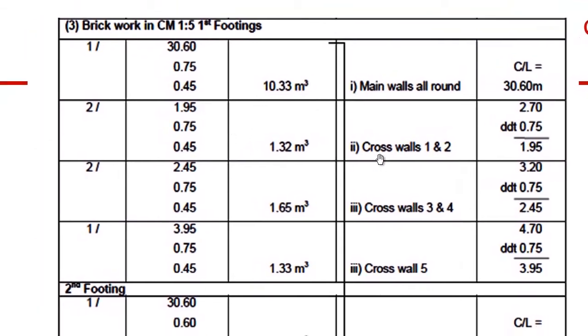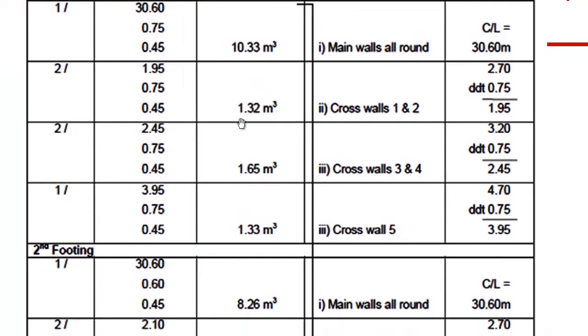For cross walls 1 and 2, we put 2 numbers. Then how to calculate this value? 2 into 1.95 into 0.75 into 0.45. The answer is 1.32 meter cube. Next we move to cross wall 3 and 4.